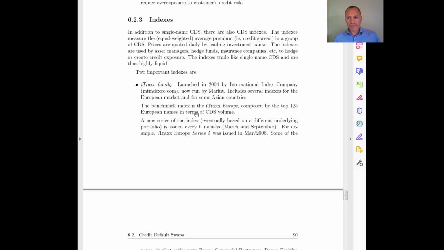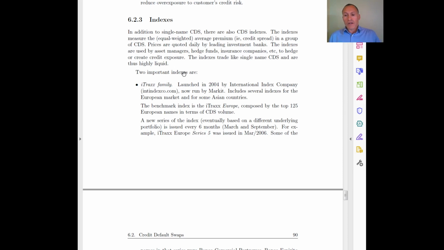All right. Another important part of this market are indexes. In addition to these individual CDSs that we just described, there are also indexes, which are basically just an average of individual CDSs. These are important because, just like you have an index for the stock market, which is a single number that captures the broad trend of the market, here you can also capture with these indices the broad trend in credit markets, and you can trade very easily on the overall credit market.